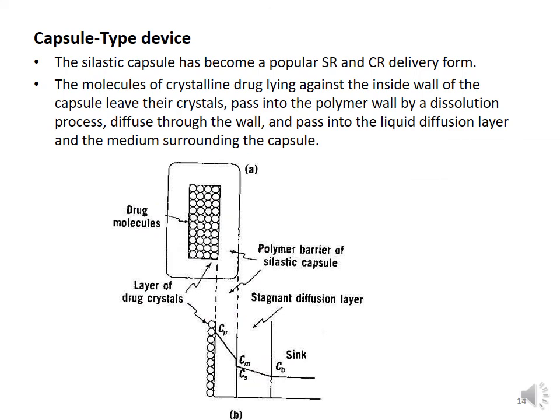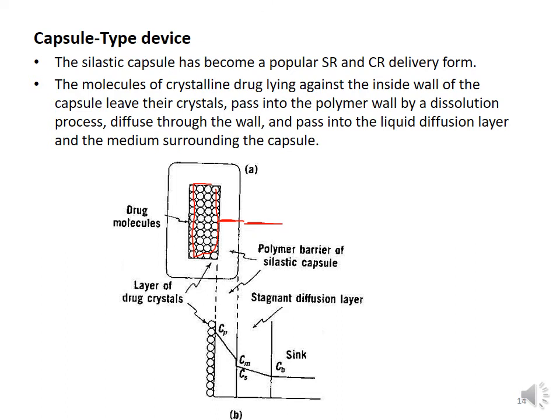Capsule type device. The silastic capsule has become a popular sustained release and controlled release delivery form. The molecules of the crystalline drug lying against the inside wall of the capsule leave their crystals and pass into the polymer wall by a dissolution process. They diffuse through the wall and pass into the liquid diffusion layer, the medium surrounding the capsule.